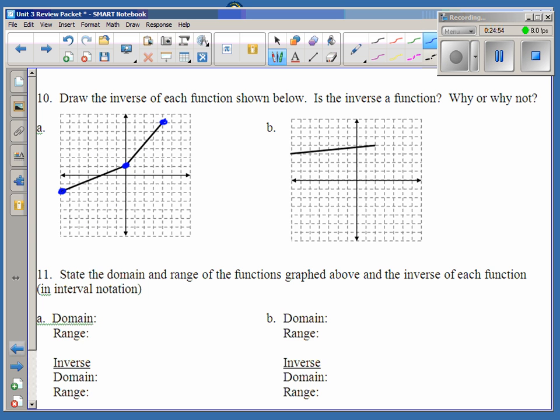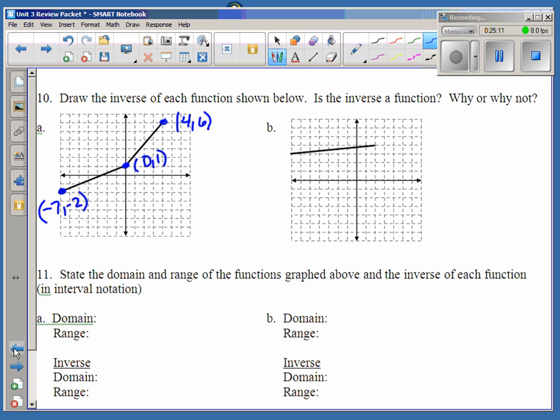So I've plotted 3 points, and I need to find the coordinates of those. So this is -7, -2. This is the coordinate 0, 1. And this is the coordinate 4, 1, 2, 3, 4, 5, 6.